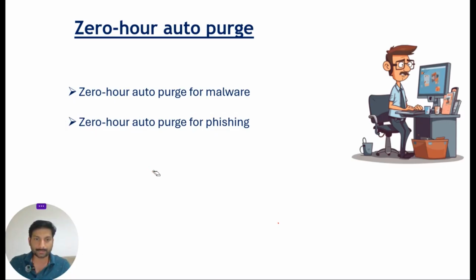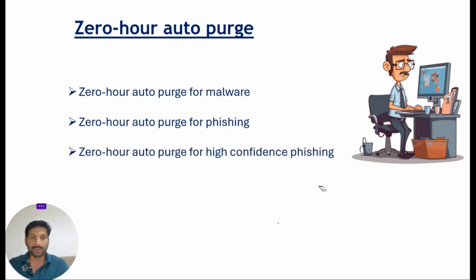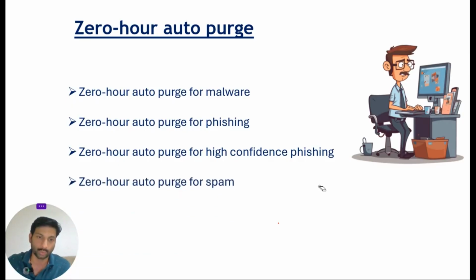Next point, which is zero-hour auto purge for high confidence phishing. If the system finds a delivered message that is identified as high confidence phishing, ZAP quarantines the message. By default, only administrator can view and manage quarantined high confidence phish messages. However, administrator can create and use quarantine policies to define what users can do to messages quarantined as high confidence phishing. All right, let's move on.